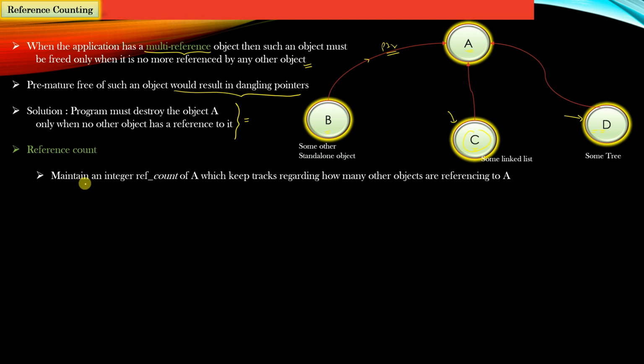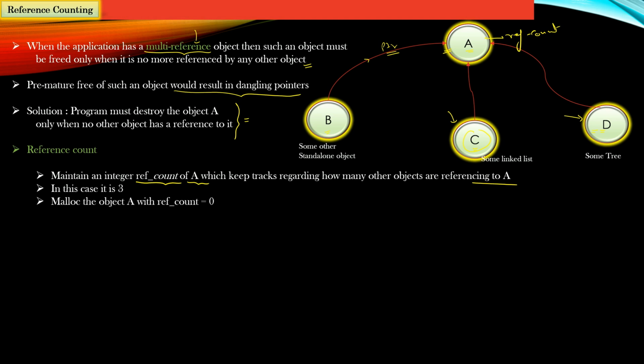In reference count, you need to maintain an integer called reference count, it could be any variable name, for the object which is a multi-reference object. So here the multi-reference object is the object A, and one of the data members of this object A is ref count, which is an integer type variable. This variable keeps track of how many other objects are referencing A. In this case, obviously its value is 3.